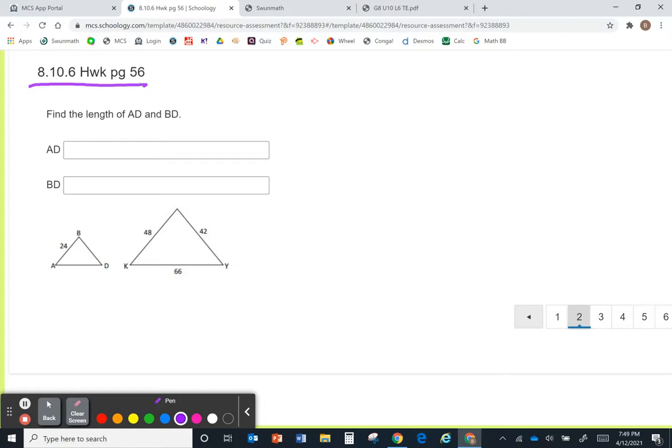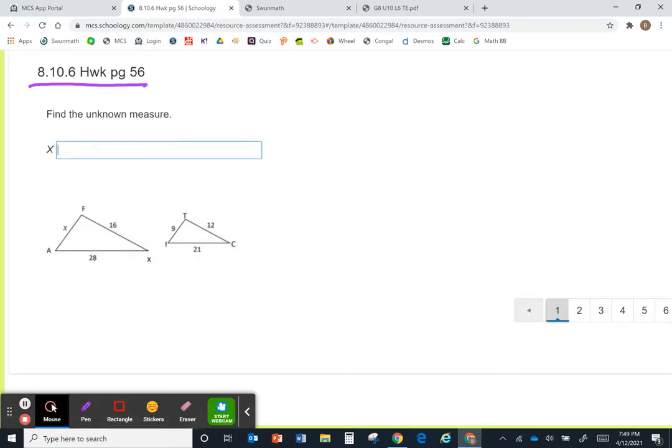Number one. Oh, this is number two. Let's do number one. Find the unknown measure. What you do is you set up a proportion. I'm going to do the big one over the little one. This is my big triangle, and this one over here I'm going to call S, the small triangle. I'm going to set up my similar sides: 16 over 12.